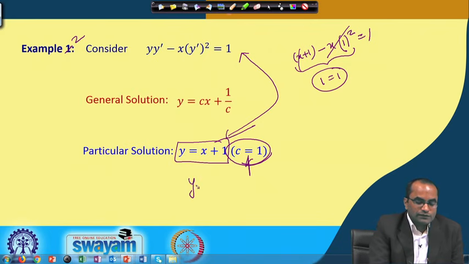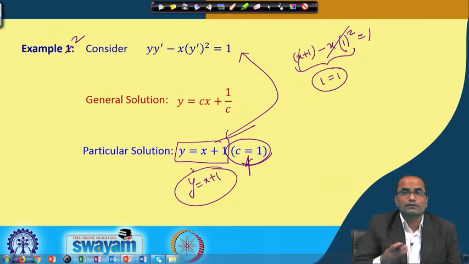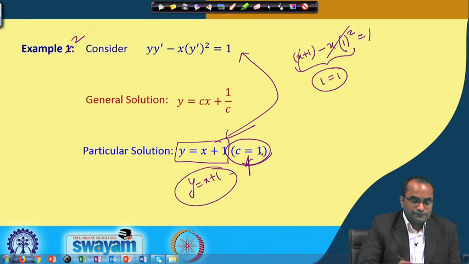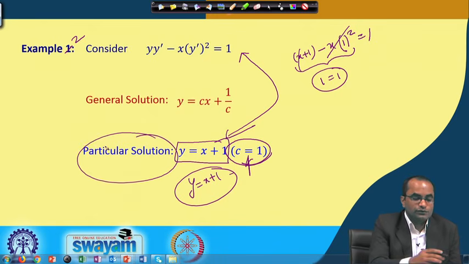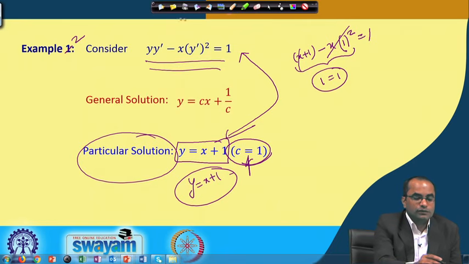But now, this y is equal to x plus 1, that is one curve, the one that is a straight line out of this family of lines. We got this as a particular solution. So, it is no more the general solution. This is a particular solution of the given differential equation.